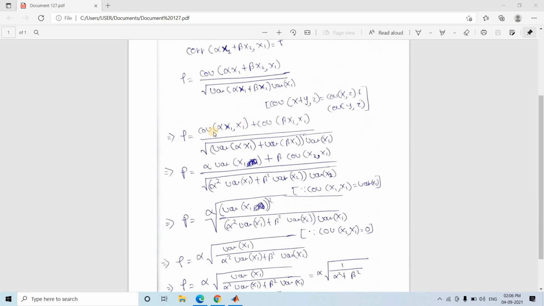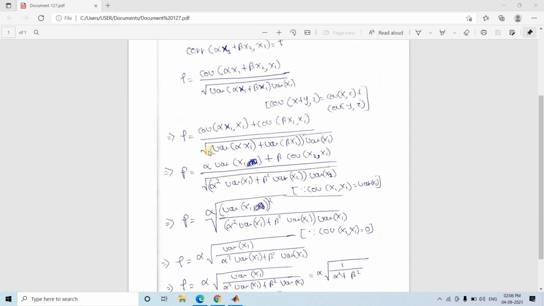Okay. Now if you see this particular term, covariance of alpha x1, x1, alpha is a constant, it will come outside, and covariance of x1, x1 is nothing but variance of x1, right? So we know from the fundamental concept of statistics that covariance of one variable with itself is nothing but the variance. So we can write here alpha of variance of x1 plus, see, covariance of beta x2, x1. So beta will come outside. So we have kept here beta and then multiplied by covariance of x2, x1.